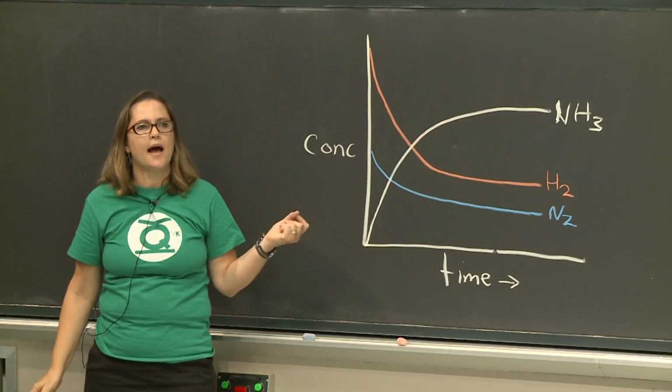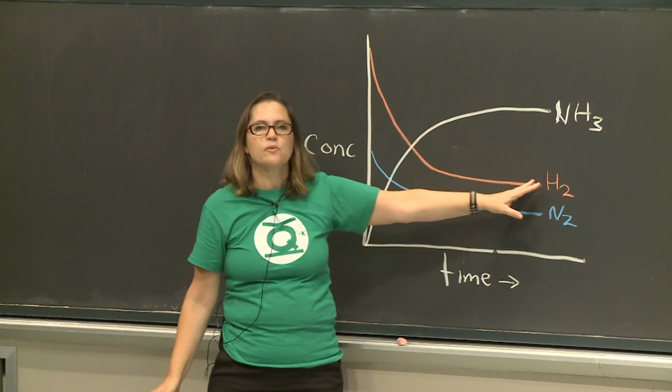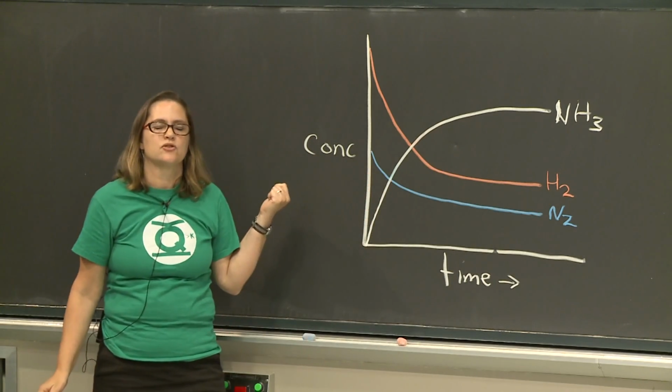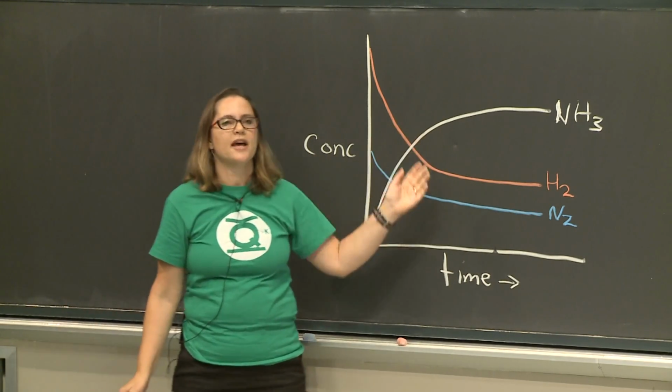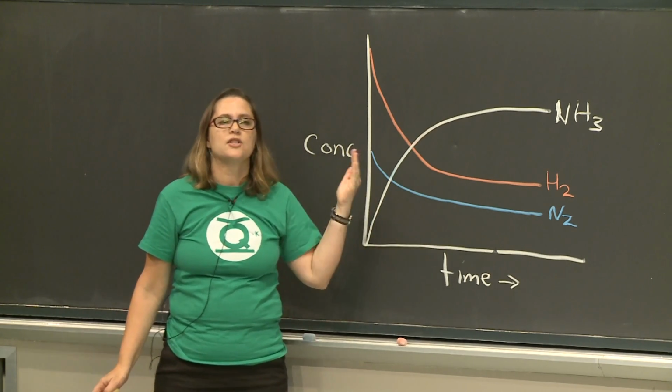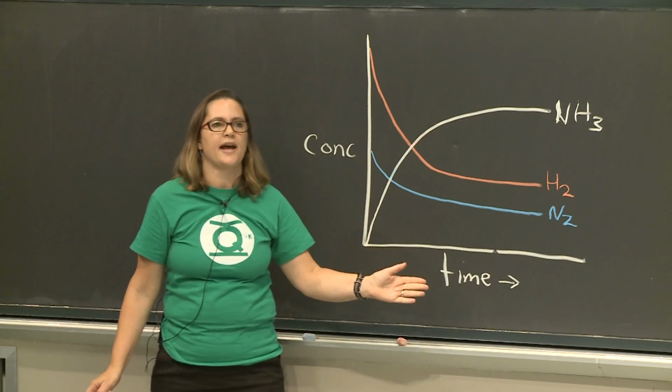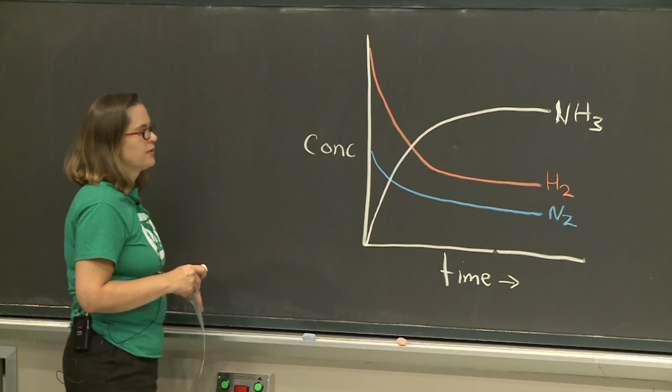The reaction is still happening. The reaction in the forward direction is happening, and then in the reverse direction is happening. But there's no net change at equilibrium because it's reached a state where the rate of the forward reaction equals the rate of the reverse reaction.